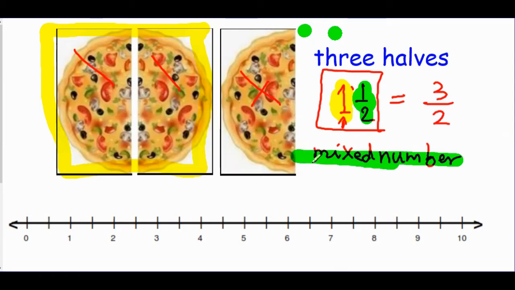How can I show a mixed number on the number line? The bottom number, or the denominator, is 2. So I divide the distance between two numbers into two parts, and each part is one half. So I will count by one half. This is one half, this is two halves, and this is three halves. Three halves is like one pizza and one half of a pizza.